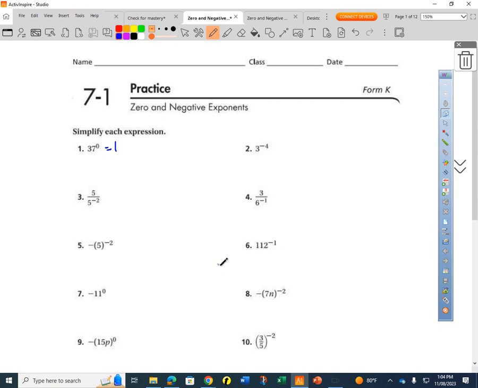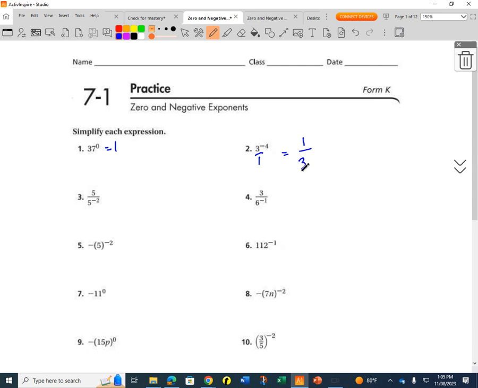is 3 to the negative 4th power. What did we say a negative exponent tells us about an expression? It's going to be a fraction, right? So if this has got a negative exponent, we're going to be moving it around. Probably it's going to be a fraction. So here, we're going to turn it into a fraction, and then we're going to flip it and make that exponent positive.